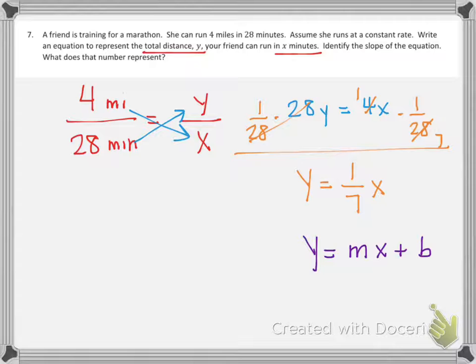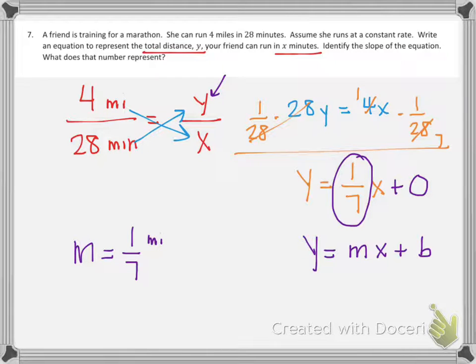That's slope-intercept form. But Mr. Shankel, there's no b there. Well, there is. We just don't need it, right? It's plus 0. It's irrelevant, so why write that? But it is slope-intercept form, so what's the slope? Well, it's the coefficient of x. So the slope is 1/7. And what does that mean? Well, remember, the top number in our slope is the change in y. So this is the total distance, 1 mile. And the x, then, is the number of minutes, in 7 minutes. So that's the rate. She can run 1 mile in 7 minutes. It's pretty fast.